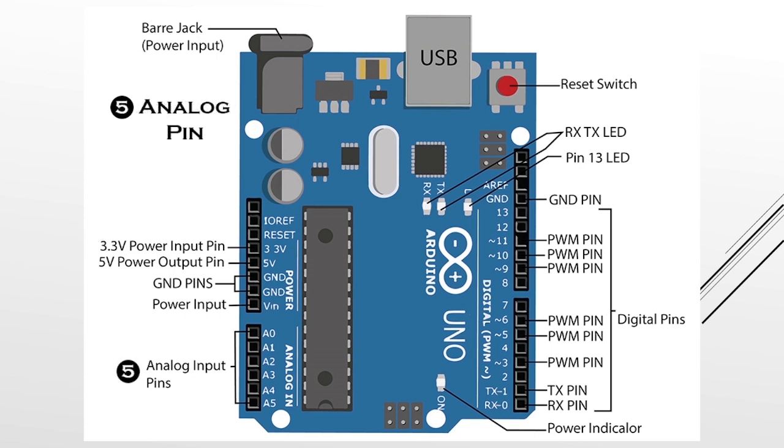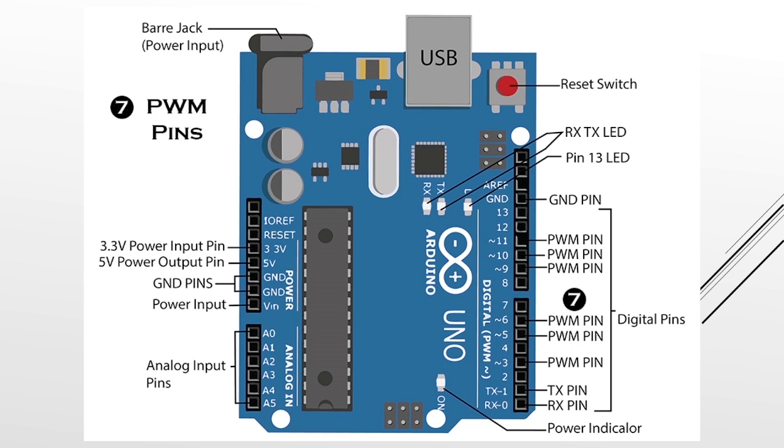Analog pins. Analog pins are used for reading analog values from the sensor and converting them into digital values that can be read. In Arduino Uno, there are 6 analog pins labeled A0 to A5. Digital pins. These pins are for both digital input, reading the state of a switch, and digital output, controlling an LED. In Arduino Uno, there are 14 digital pins, D0 to D13.